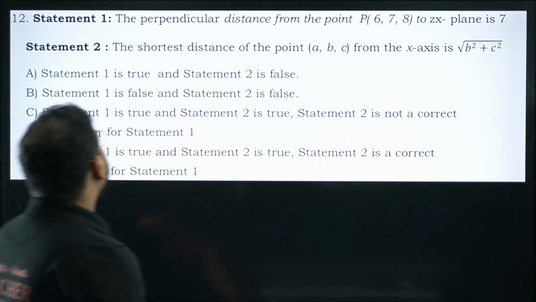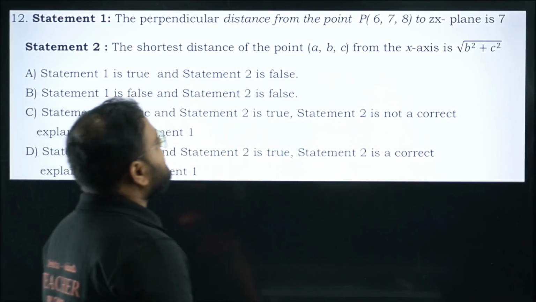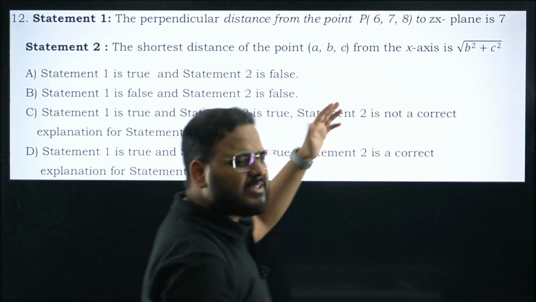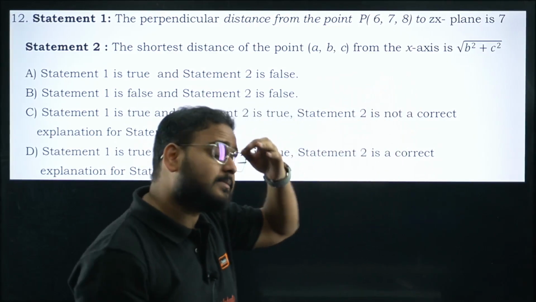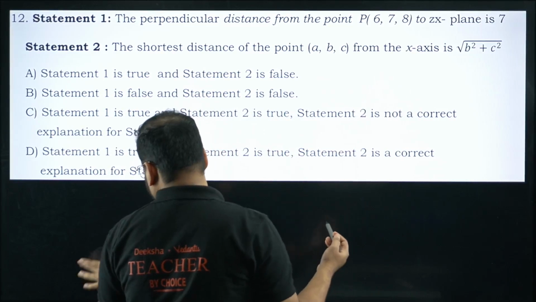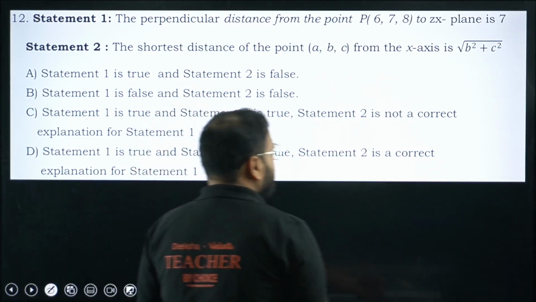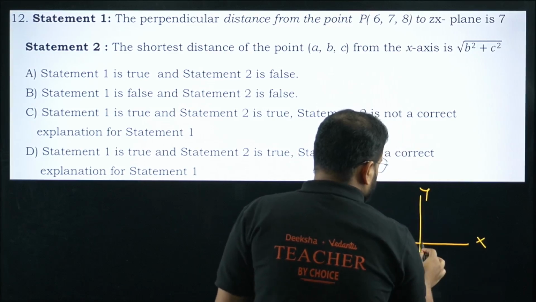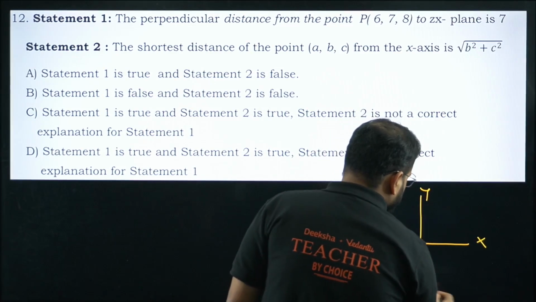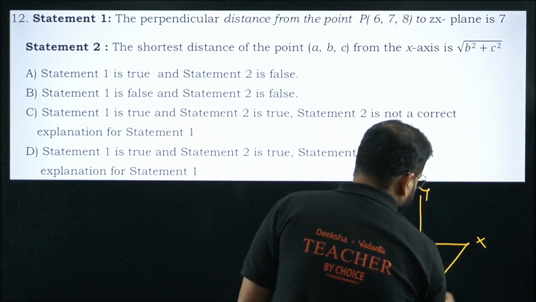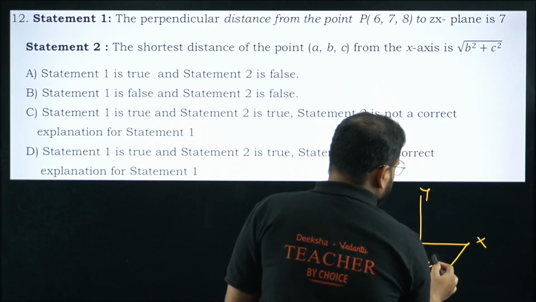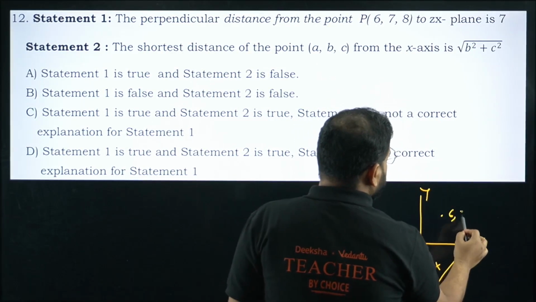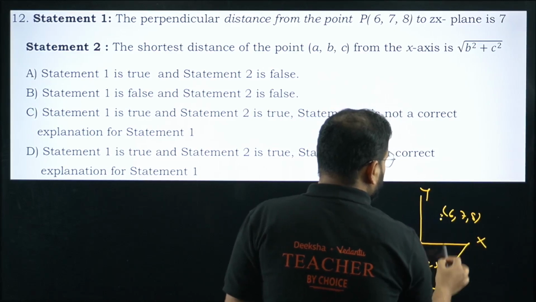Question number 12 now. The perpendicular distance from the point P(6, 7, 8) to the ZX plane. From the ZX plane, the distance will basically be the y coordinate. Think about it. If I'm drawing like this, let's say this is the x-axis, y-axis, and this is the z-axis, so this is going to be my ZX plane. There's a point like this, let's say 6, 7, 8. This will be your coordinate.